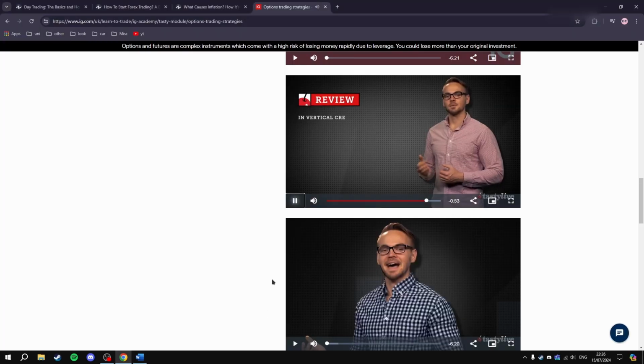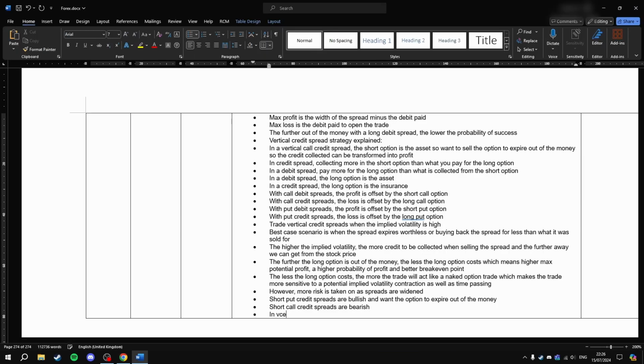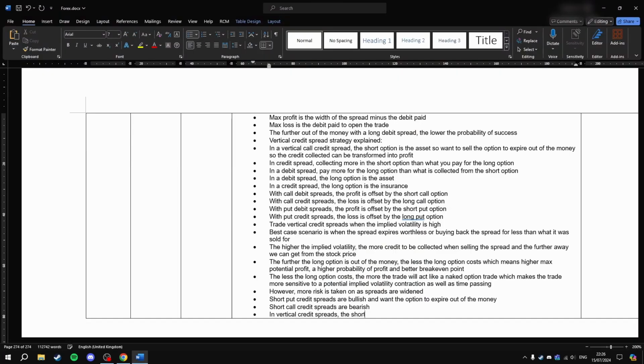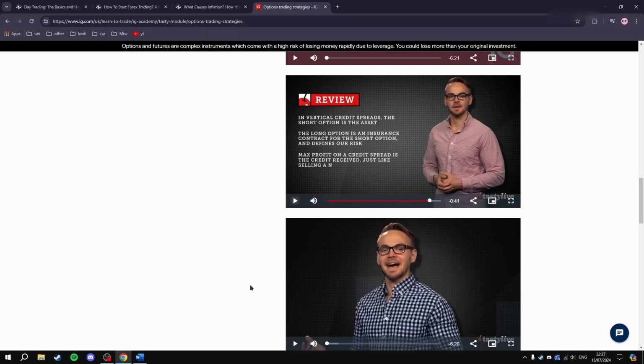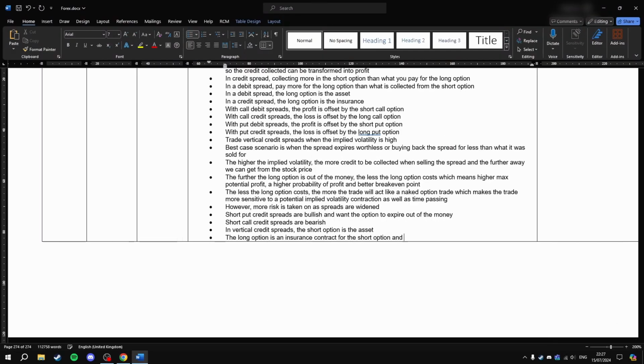Let's review. With credit spreads, the short option is the asset and holds the key to profitability. The long option is purchased to define our risk and is essentially an insurance contract for our short option's risk potential. In vertical credit spreads, the short option is the asset, the long option is an insurance contract for the short option and defines the trade risk.